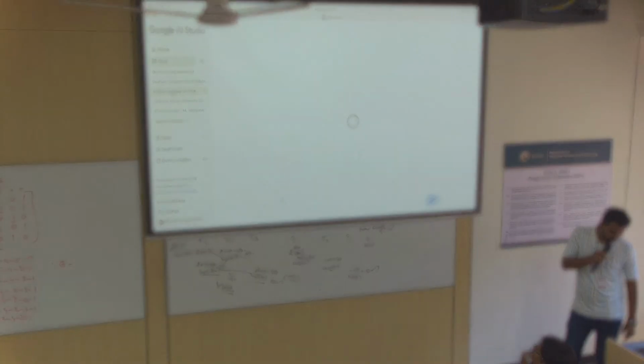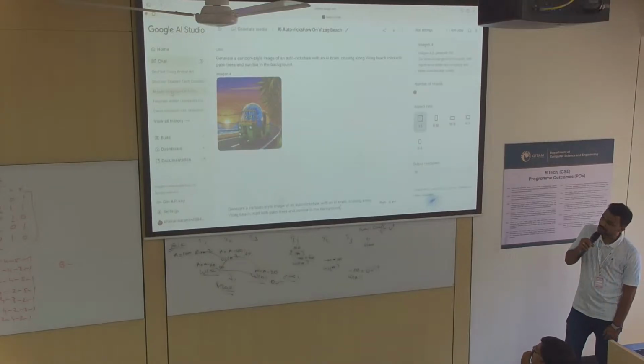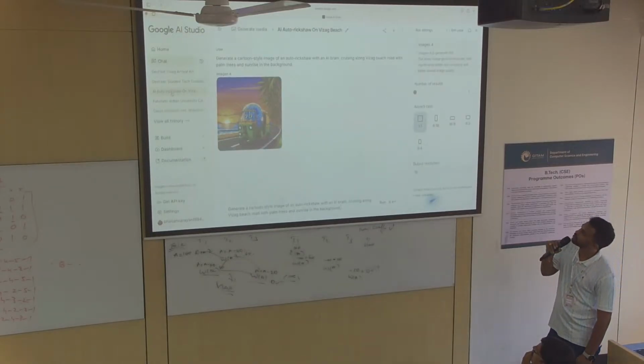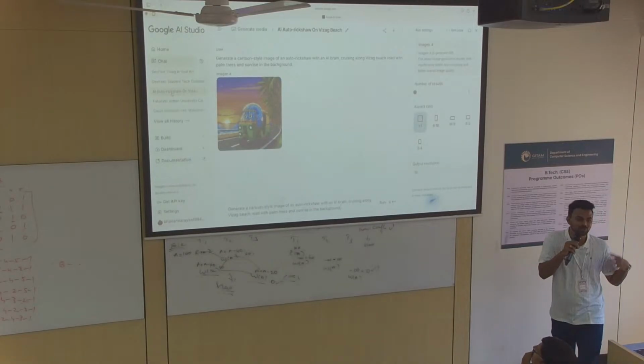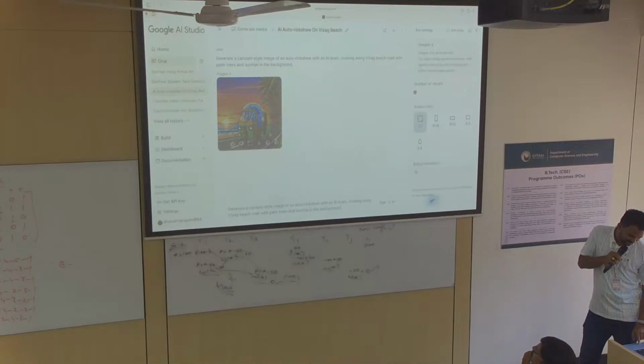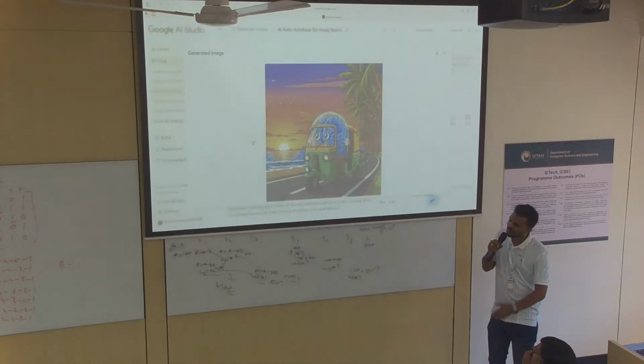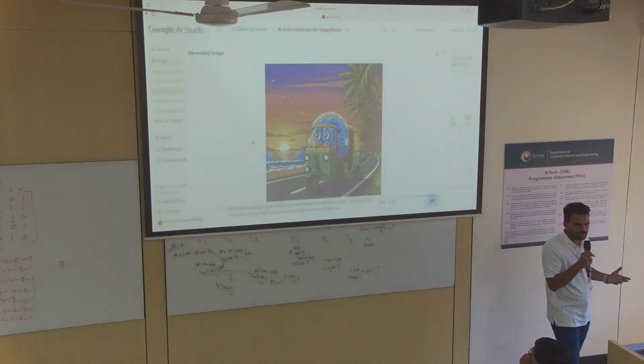With one of the premium models of Gemini, Imagen, I asked it to generate a cartoon style image of an auto rickshaw with an AI brain cruising along the Vizag beach, with palm trees and sunrise in the background, and it has generated something like this. It's quite artistic in that sense, and it's doing the job for me.